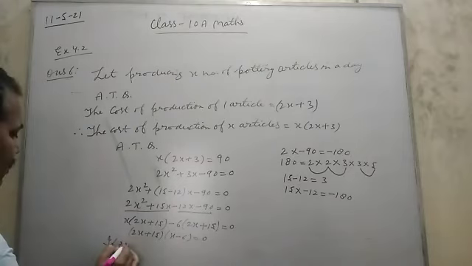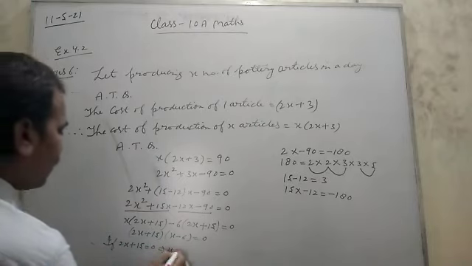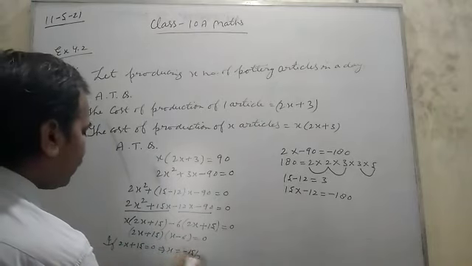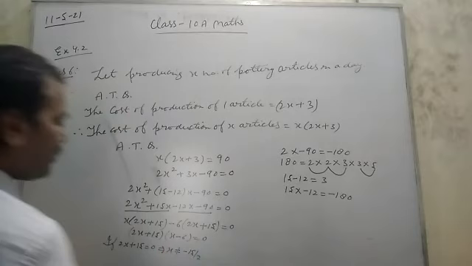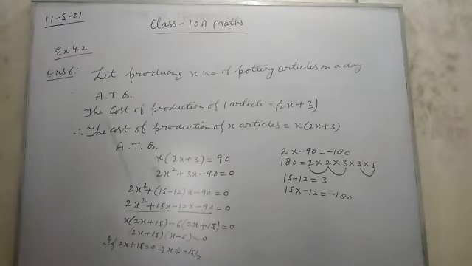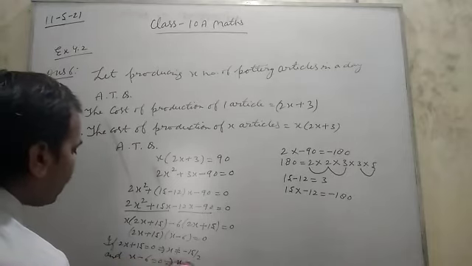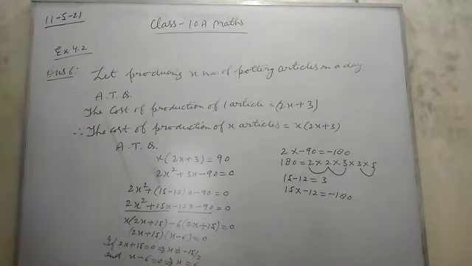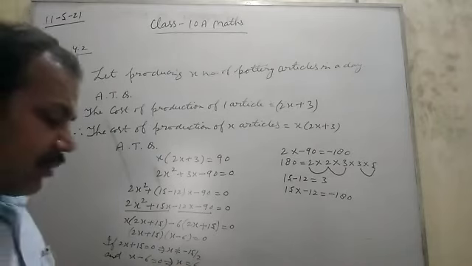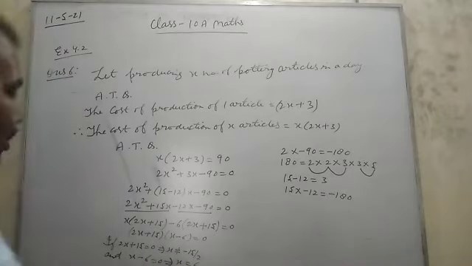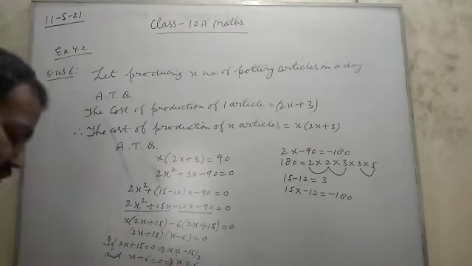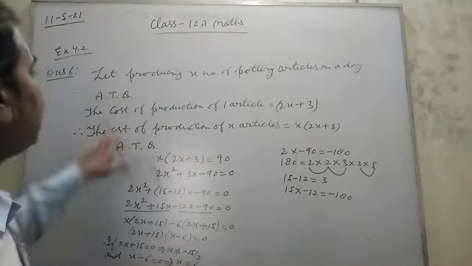So if 2x plus 15 is equal to 0, so x is equal to minus 15 by 2, that will not be possible because negative number. So number of articles never will be negative. And x minus 6 is equal to 0. So x is equal to 6. So this is the answer. What is asked? Find the number of articles. So number of articles is 6 and cost of each article.